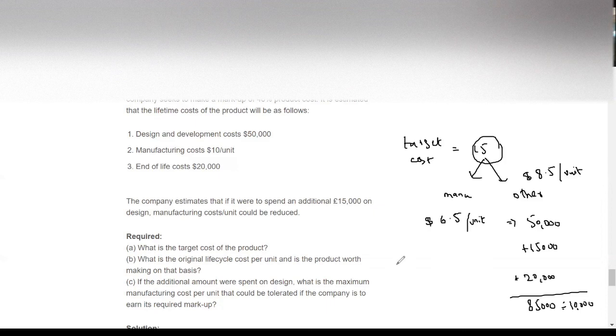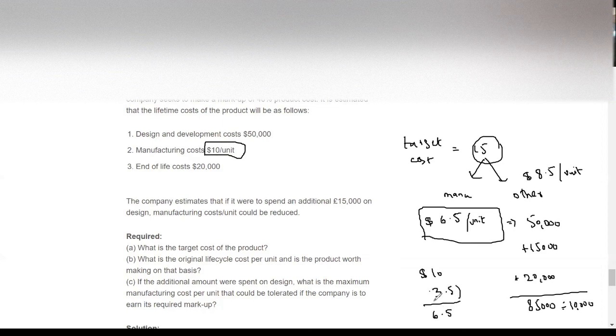This is what it says: if additional amount were spent on design, what is the maximum manufacturing cost per unit that could be tolerated? Currently, our manufacturing cost is $10, but we can only tolerate a manufacturing cost of 6.5. So it means that is the cost gap which, if closed, lets us achieve our objectives. Currently, our manufacturing cost is 10, which is supposed to be 6.5. So if we can reduce our manufacturing cost by 3.5, then we could possibly achieve our objective.